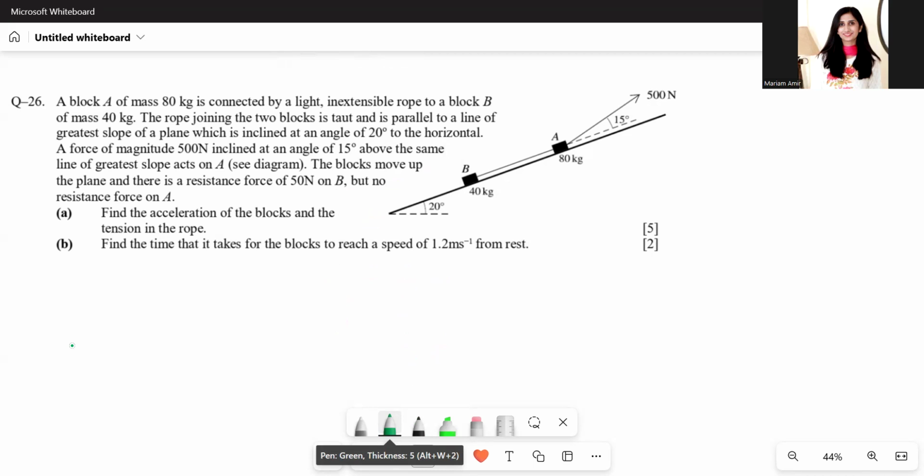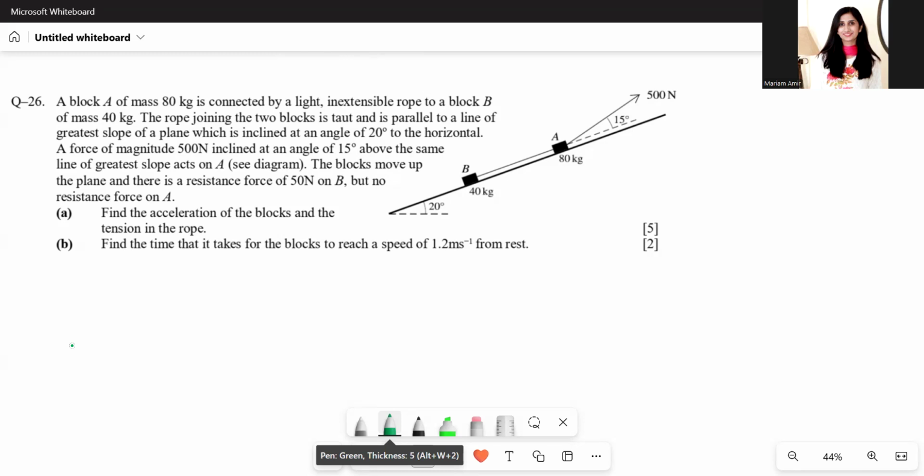A force of magnitude 500 Newtons inclined at an angle of 15 degrees above the same line of greatest slope acts at A. The block moves up the plane and there is a resistance force of 50 Newtons on B, but no resistance force on A. Find the acceleration of the blocks and the tension in the rope.